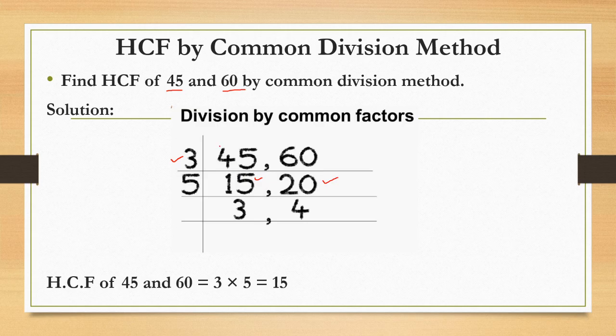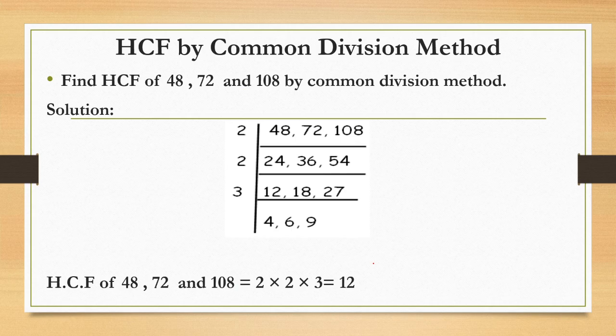Remember, you are going to divide only by a number that divides both numbers. Now these two numbers are divisible by 5, so we are going to divide them by 5. After division by 5 we get 3 and here 4. Now these two numbers do not have any common number in any table, so we are going to leave them alone. So we have only two factors that we got. Okay, so we are going to multiply these two factors. After multiplication we got 15. So 15 is the HCF of 45 and 60.